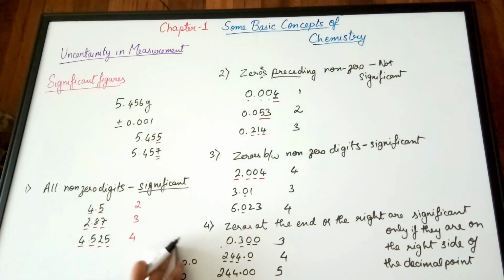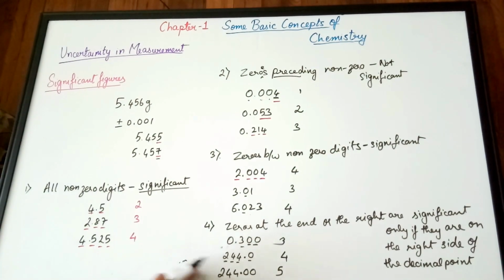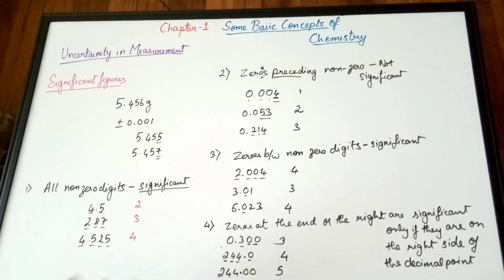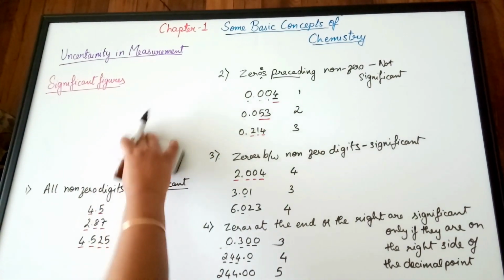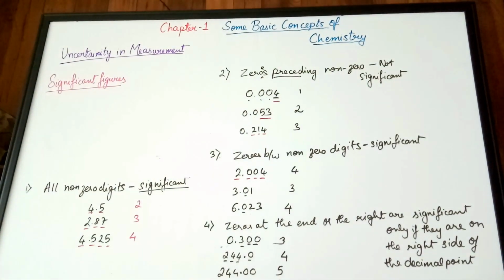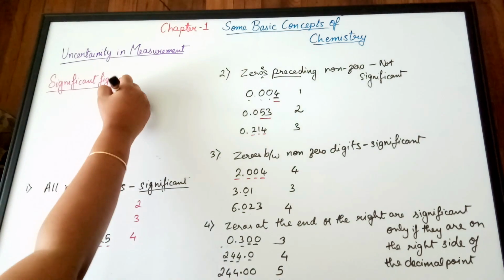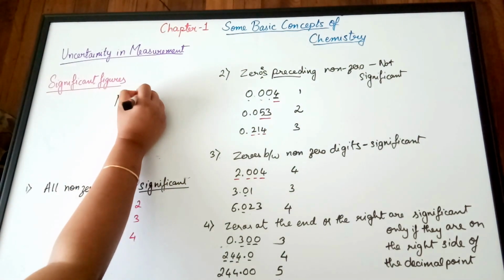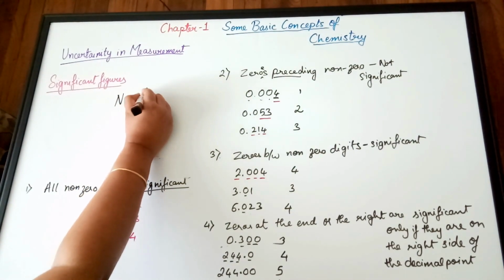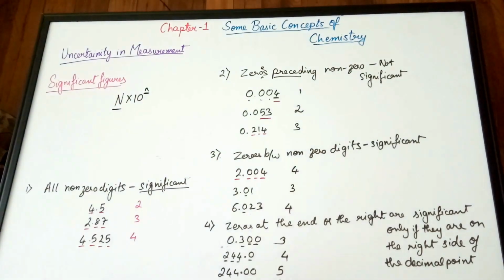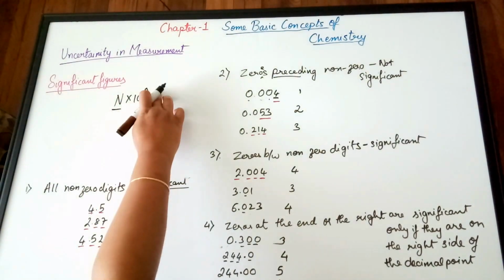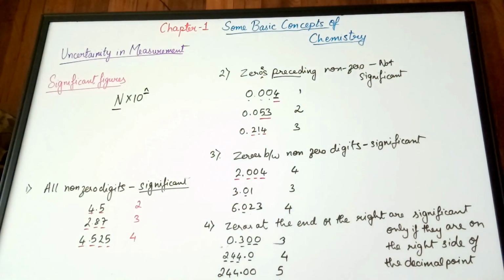Now here there's also one very important thing, that we use scientific notation for denoting the number of significant figures. So you remember, right, N into 10 to the power n, where N is the numerical value and n is an exponent. This n can have a positive or a negative value. So let's take examples.